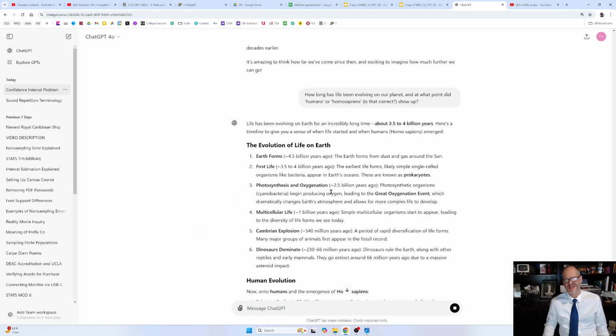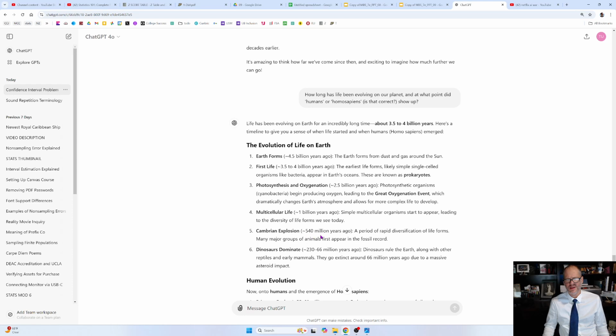Photosynthesis and oxygenation. Photosynthetic organisms, cyanobacteria, began producing oxygen, leading to the great oxygenation event 2.5 billion years ago, which dramatically changes Earth's atmosphere and allows for more complex life to develop. Multicellular life, 1 billion years ago. Simple multicellular organisms start to appear, leading to the diversity of life forms we see today.